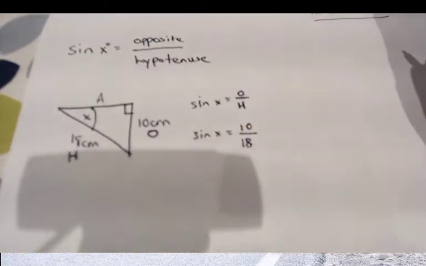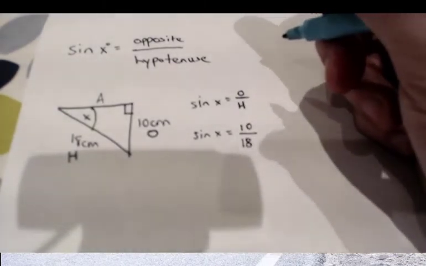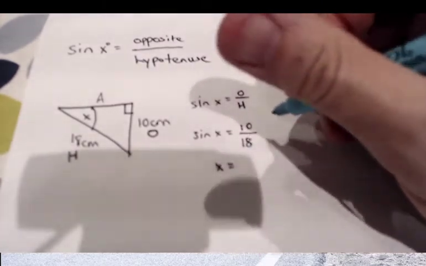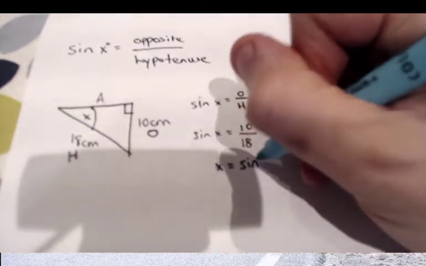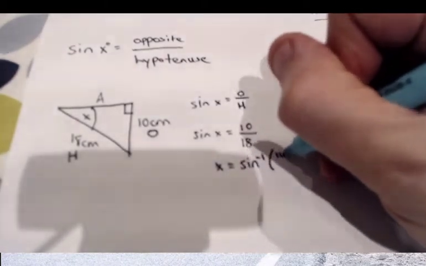Now, very similar to what we did in the last lesson with tan, I am now going to try and work out the size of the angle. To do that, it's going to be x equals. I need to do the opposite of sine, which is called inverse sine, which is written sine minus 1, and I'm going to put my 10 over 18 in a bracket.